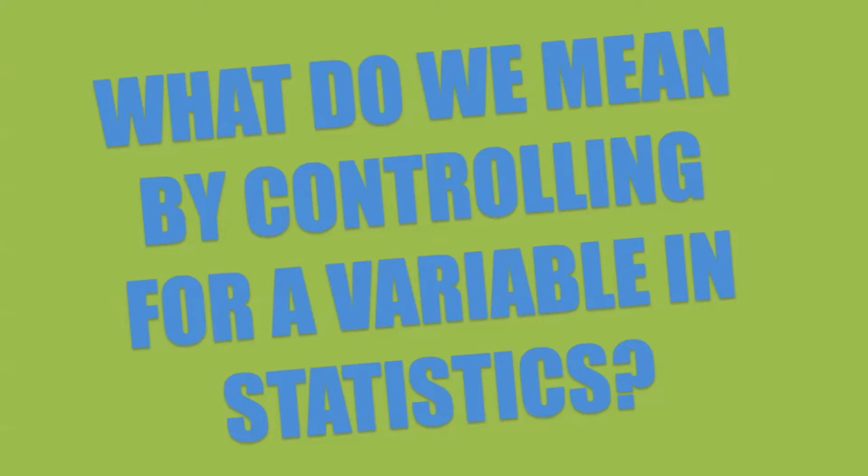What do we mean by controlling for a variable in statistics? We call this statistical control, and we use it, for example, when discussing results in multiple regression, when we discuss the effects of various independent variables or factors on a dependent variable, and we speak in terms of the effect of this one variable controlling for, and then we mention the other variables. So what exactly are we doing when we control for statistically?